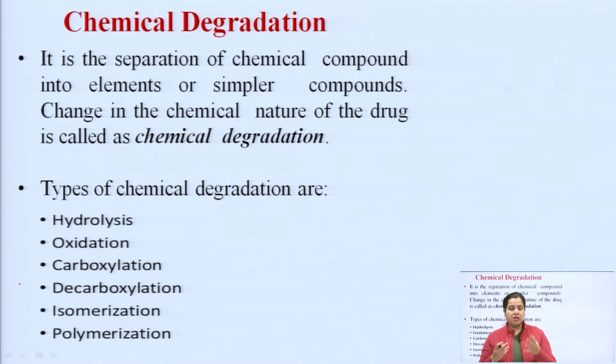So, basic pre-formulation studies must be employed for identifying these interactions, possible incompatibilities between the API and the excipients, so that the stability will be more for the formulations. The types of chemical degradation, that is, what type of reaction may occur during storage in the product, are hydrolysis, oxidation, carboxylation, decarboxylation, isomerization, polymerization. We will discuss these chemical reactions one by one.